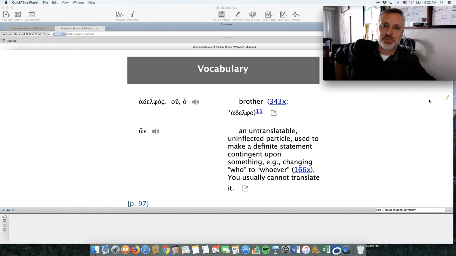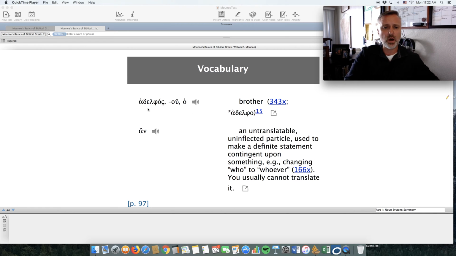All right, hey Greek students, welcome to Vocabulary for the Mounce textbook, chapters 11 and 12, where we were learning about the first and second person personal pronouns in chapter 11, and then chapter 12, which is about the third person personal pronoun, autos. So we're going to go through this, and you can say these after me.